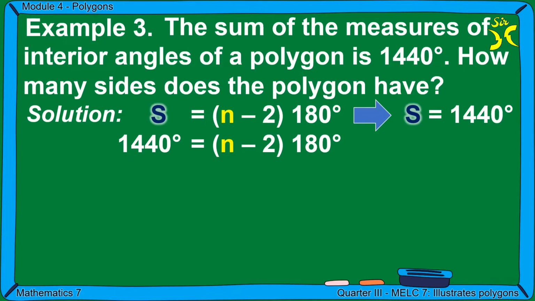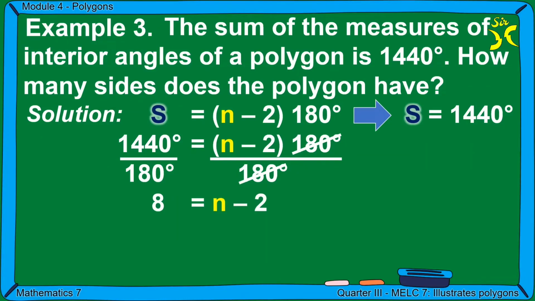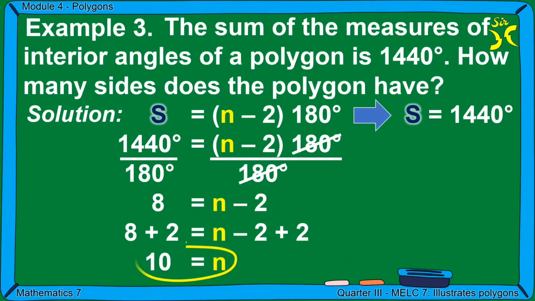1440 degrees is equal to the quantity n minus 2 multiplied by 180 degrees. Then divide both sides by 180 degrees. And 1440 degrees divided by 180 degrees, we have 8. Then, add 2 to both sides. Then n is equal to 10. Therefore, the polygon has 10 sides, meaning it is a decagon.